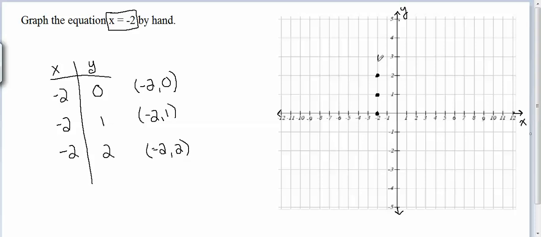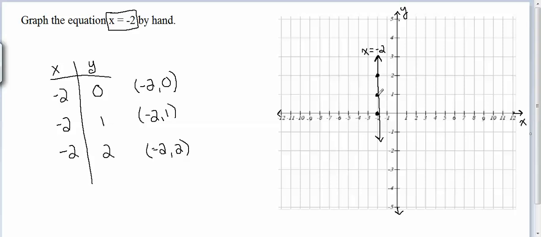Now I want to connect those with a straight edge. Put arrows on both ends. And if you have room, it's always nice to label next to the line the name of the line. The name of this line is x equals negative 2.